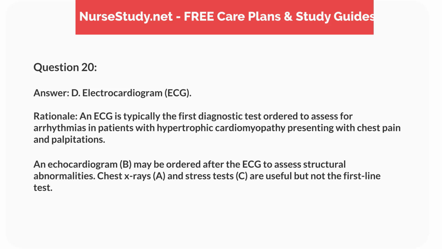Rationale: an ECG is typically the first diagnostic test ordered to assess for arrhythmias in patients with hypertrophic cardiomyopathy presenting with chest pain and palpitations. An echocardiogram, B, may be ordered after the ECG to assess structural abnormalities. Chest X-rays, A, and stress tests, C, are useful, but not the first-line test.